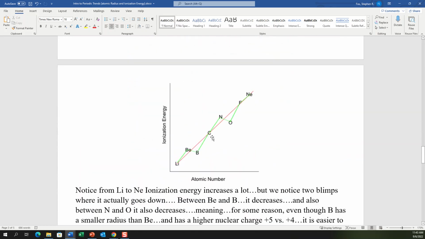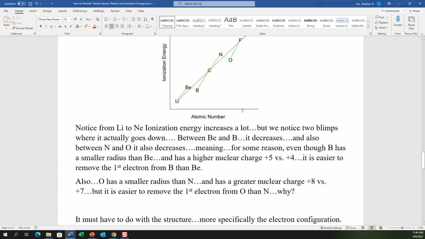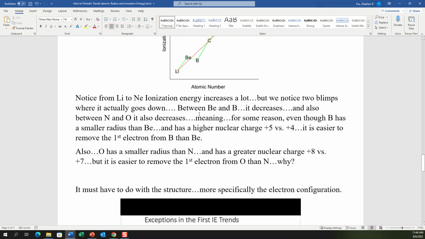Okay. So again, beryllium to boron, exception. Nitrogen to oxygen, exception. And if we looked at the next group, this would be magnesium to aluminum, there would be a dip, and then phosphorus to sulfur, there would be the same dip. Okay, in general it increases, but notice we have a couple dips, okay? All right, so between beryllium and boron it decreases, between nitrogen and oxygen it decreases.